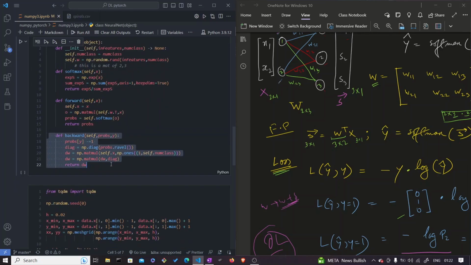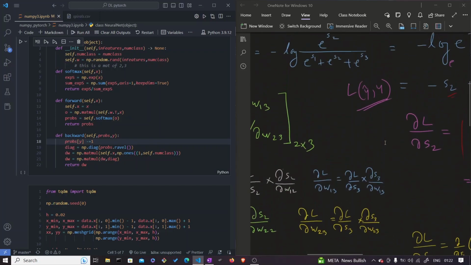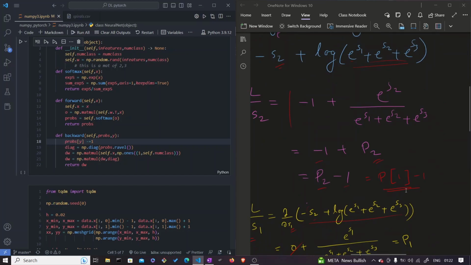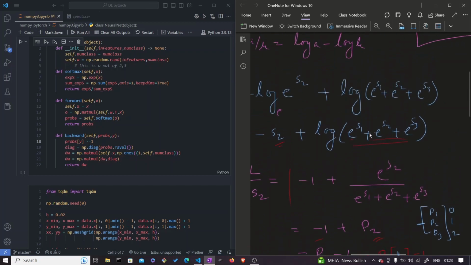Next, I have defined a backward function. Now, in the backward function, if you see this prob, this is where it gets interesting. So here, 1, why 1? Because my p vector is what? P1, P2, and P3, right? Index is 1, it's like 0, 1, and 2. So P1 means you select this one, this entire thing. So 1 is also the label of this sample, the data sample that we are dealing with, right?